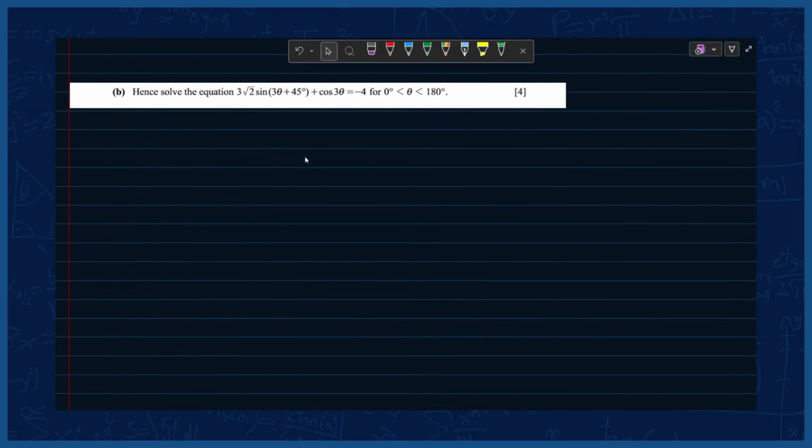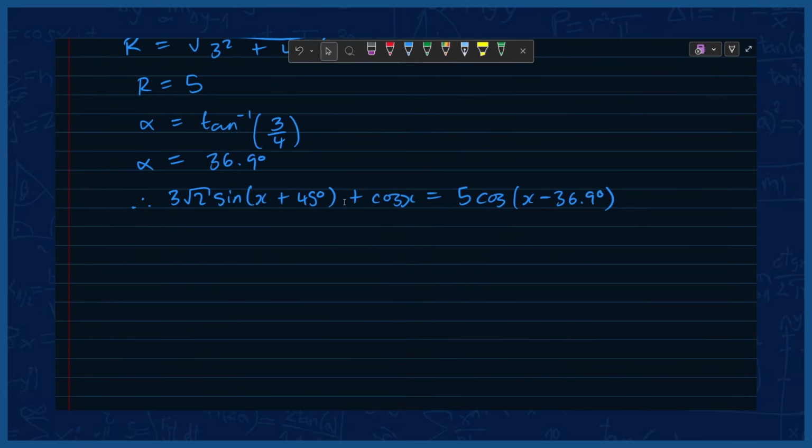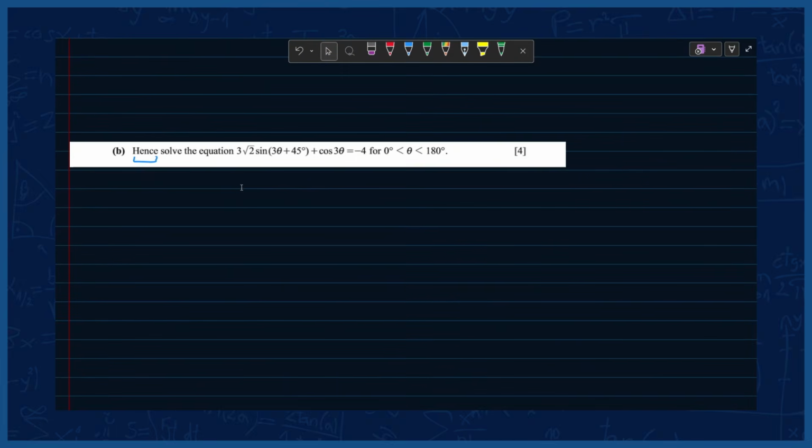Now part B says, hence solve the equation 3 root 2 sine(3 theta plus 45 degrees) plus cos 3 theta is equal to negative 4 for theta between 0 degrees and 180 degrees. So the hence keyword implies that we must use information from an earlier part to help us solve this. So I hope you can see that there's some similarities between this equation and the expression we're given in part A. Right, in fact, I'll just copy this whole thing. So it's going to be useful.